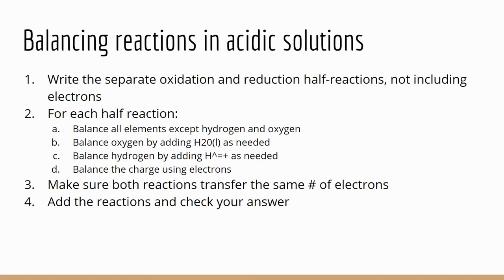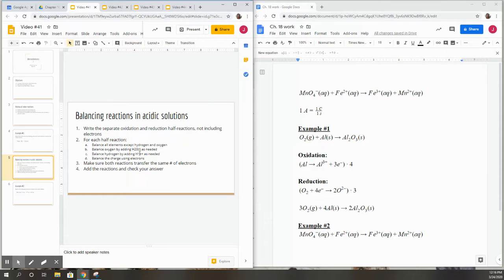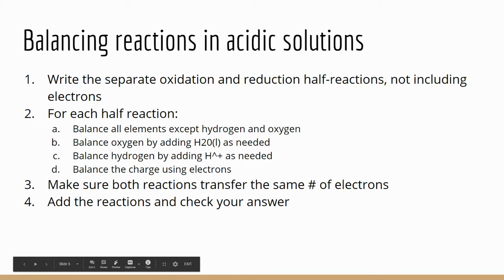I've listed the rules here. I'm sorry, there should not be an equal sign there. I'm actually going to break this into 2 videos and do an example in the next video, but I want you to have these in your notes. Write your separate oxidation and reduction half reactions just like you normally would, but hold off on putting the electrons in there.